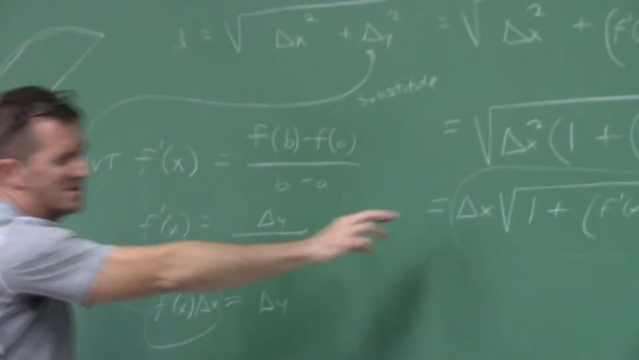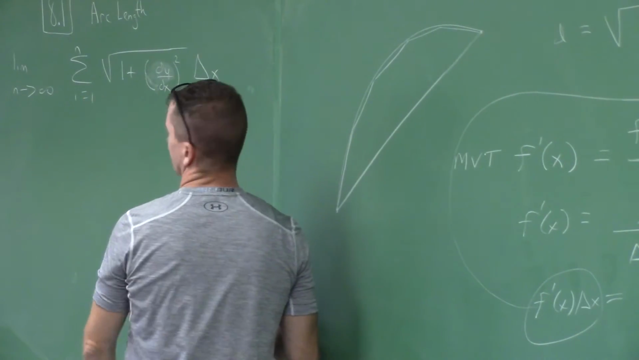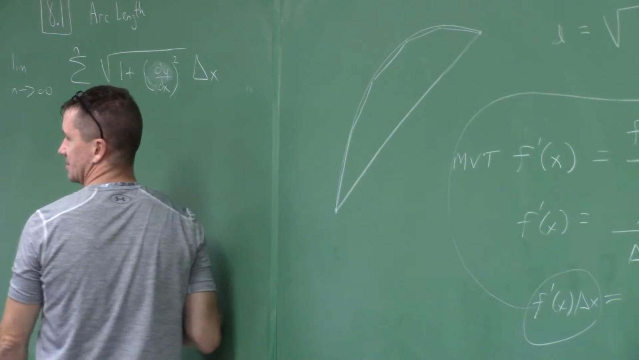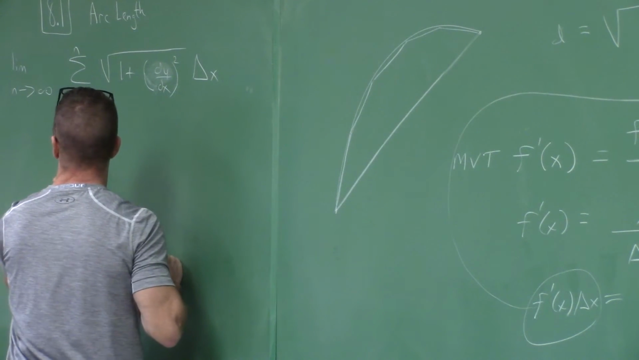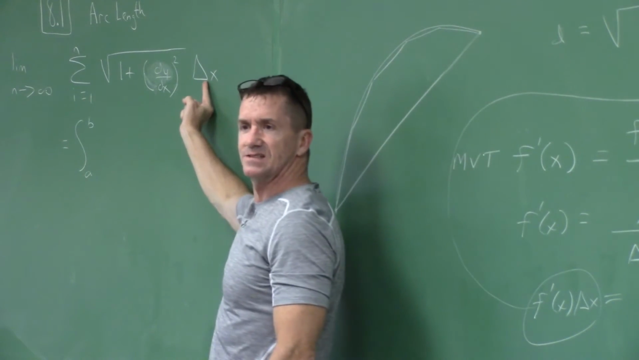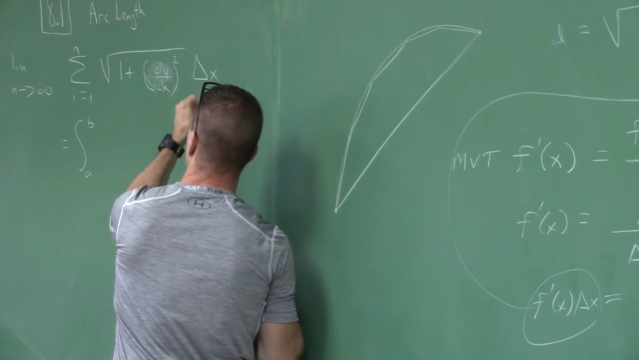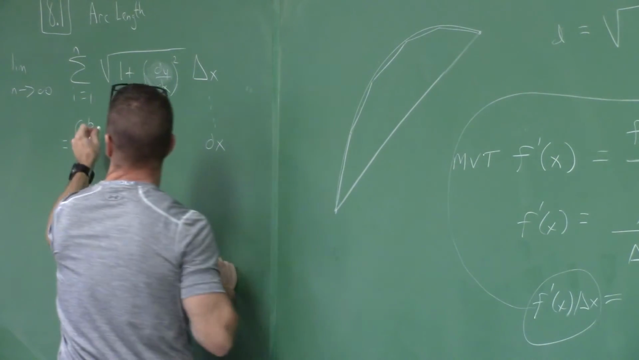And I have this what? Change. But now, what's that look like when we write it as an integral? This is just the integral from a to b. You recall change in x, that's just what? dx. dx, all right. Put that there. And there's your formula.